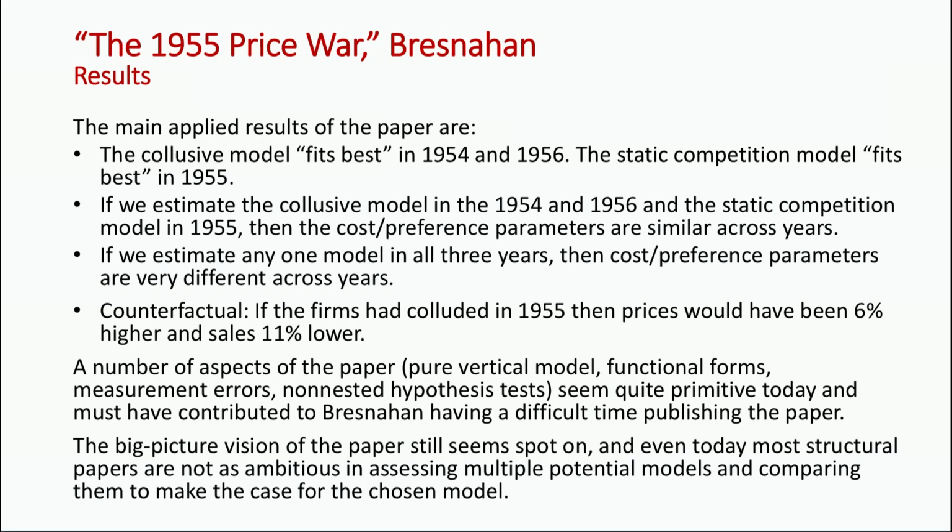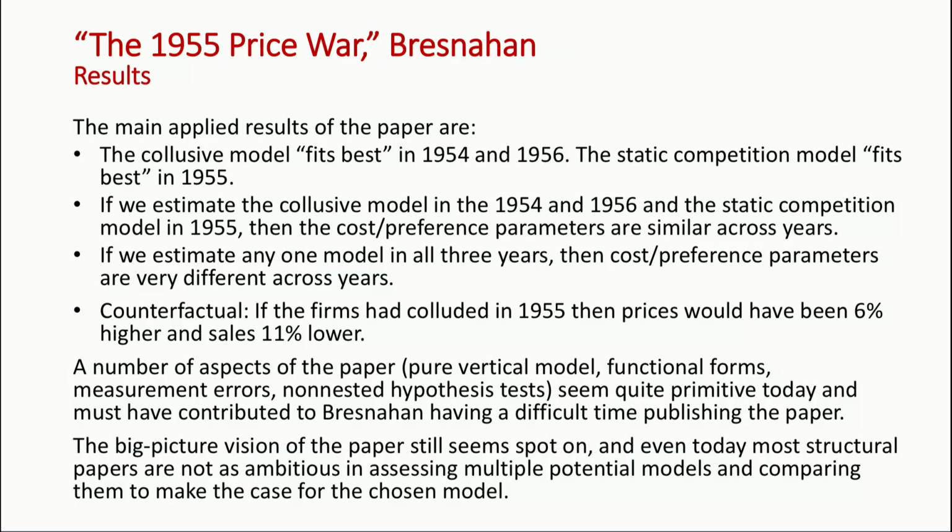What he notes is that if you estimate the collusive model in 54 and 56, and then estimate the static competition model in 55, the parameters like the betas turn out to be fairly similar between 54, 56, and 55. And that's further supporting evidence that consumer preferences towards horsepower should probably be fairly stable over time. And so what he notes is that if you do this model in these 2 years and the other model in 55, then the preference parameters are fairly similar across the years. Whereas if you try to fix any one model and use it to explain what happens, the parameters need to change a lot from 54 to 55 and from 55 to 56.